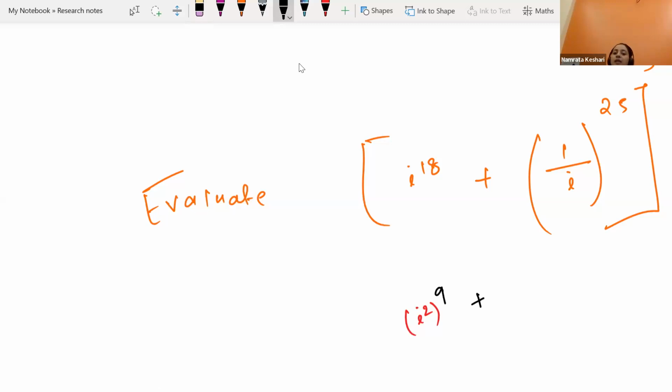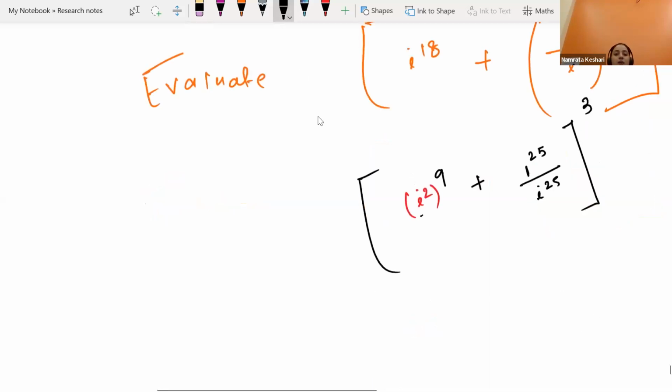Here we are having 1 by i. Here power is 25. We know the law of exponents says that distribute the power. So numerator will take 25 power, denominator will take 25 power, and outside power 3 is there. We will just take it as it is. Now i square is nothing but minus 1, right? Minus 1 to the power 9. We will think about it, but at first, let's write it as it is. 1 to the power 25 is just 1. 1 to the power anything is just 1.